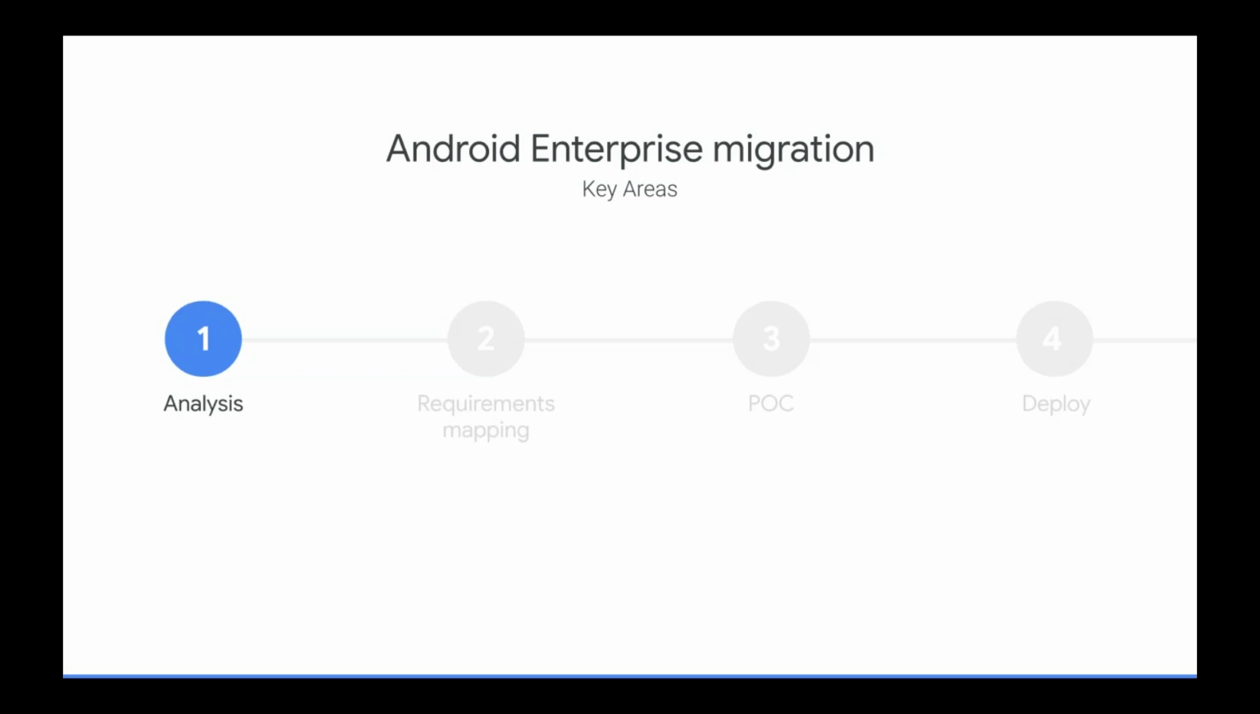The first thing that you want to do is analyze your existing environment. So take a look at the settings that you're using on those devices, any security requirements you have, any functionality requirements you have, what applications you're deploying to your devices, what OS versions those devices are running and which manufacturers, and document and map those things to what you will be doing in your Android Enterprise environment.